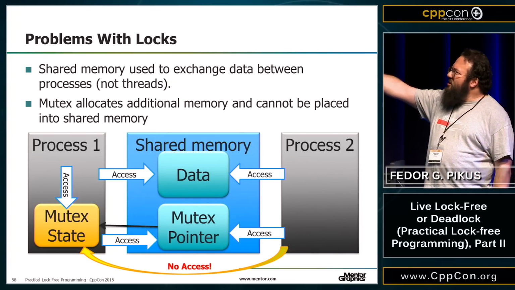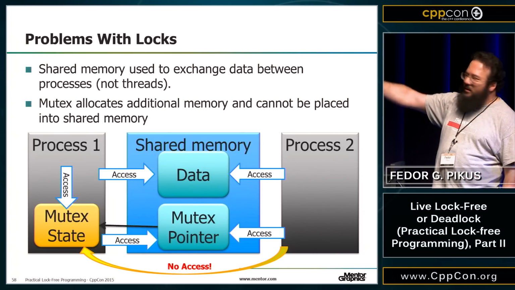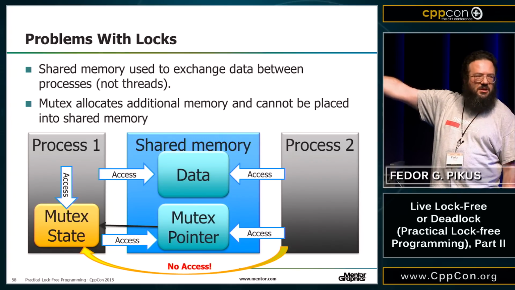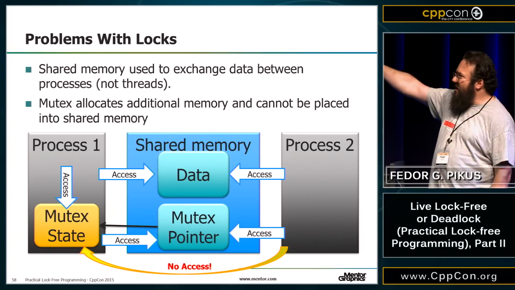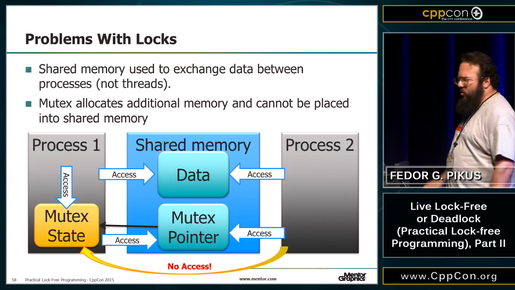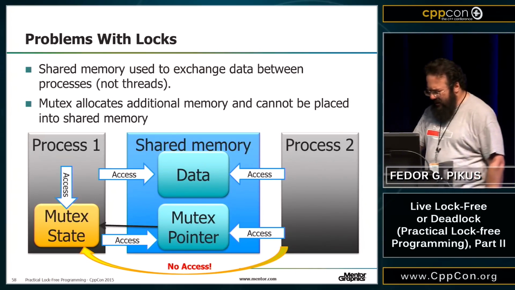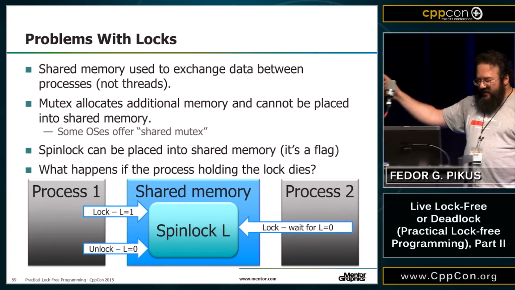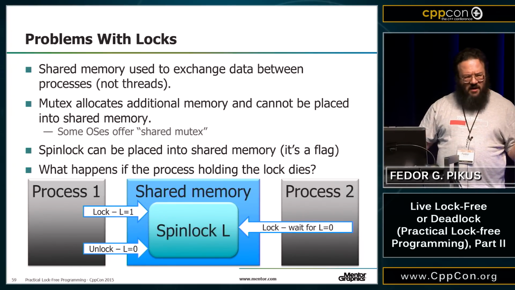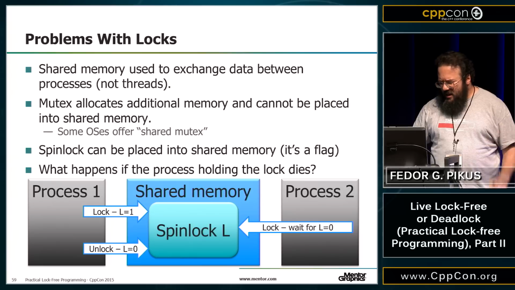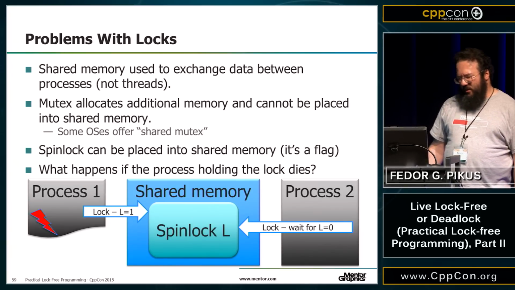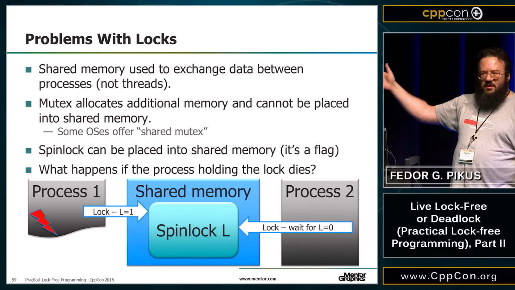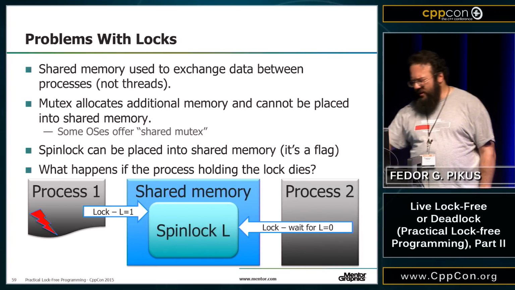Well, the pointer may be in the shared memory, but the state isn't, which means your other process has no access to it. It dereferences the pointer, and in the address space of the second process, that pointer points to anything except the data you want. Okay. A spinlock doesn't have that problem. A spinlock doesn't have secondary state, just that flag and that's it. A spinlock has a slightly different problem. If the process dies without releasing the spinlock, the other process is going to wait forever.